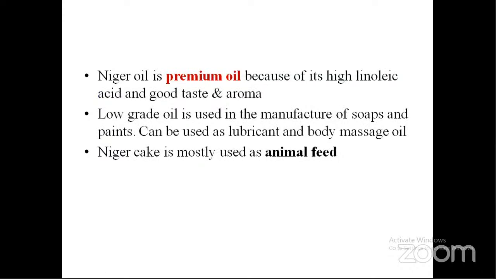Niger oil is also known as premium oil because it consists of high linoleic acid content, good taste and aroma. If low grade oil is present, it is used in the manufacturing of soaps and paints. It can be used as a lubricant and body massage oil. Because of its nutritious content, this Niger cake is also used as animal feed like poultry feed.